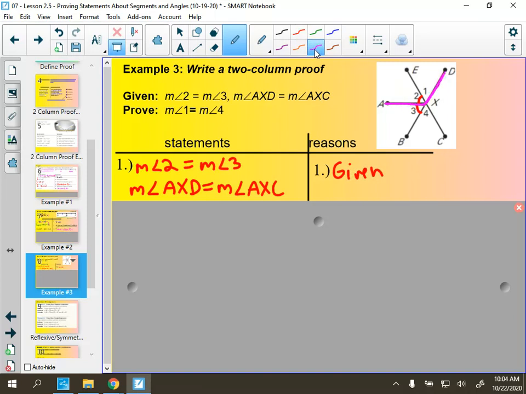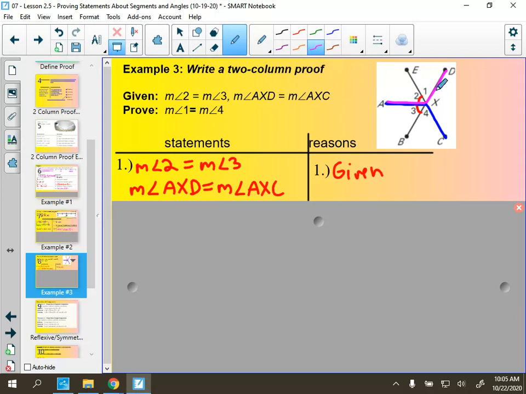AXD is this angle, and AXC is this angle right here. So I'm trying to highlight them both there. You've got the pink and the blue angle are both the same. They're made up of a red, 2 and 3, which we know are the same. What we're trying to show is, does 1 and 4 have to have the same measure? And I think, yeah, of course. It's kind of like the flashlight one that we looked at earlier today, that how could they not?